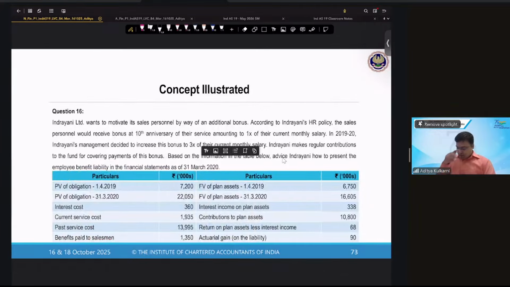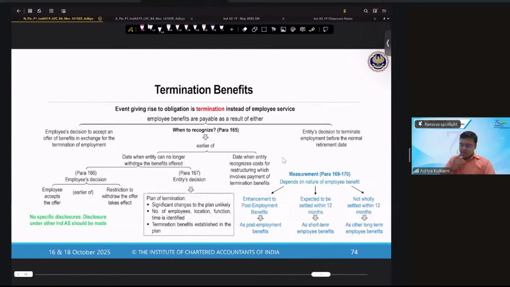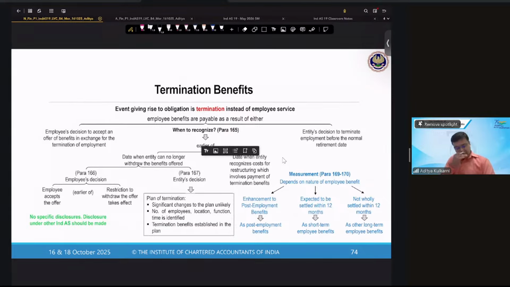Okay. So I leave this question to you for homework. It's a very small question. We have done the biggest complicated question, so I think you will not have any problem in doing this question. Okay. Next we have, so that is other long-term benefits. And then we have termination benefits.